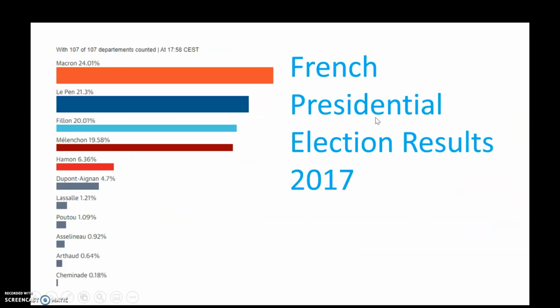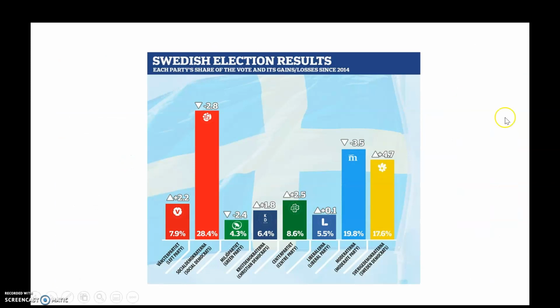If you look at some other countries, this is Sweden. This is their general election result in 2017. They have this particular system. We see the different parties and the vote share they got. You can see their centre-left party got 28% of the vote, the largest one.